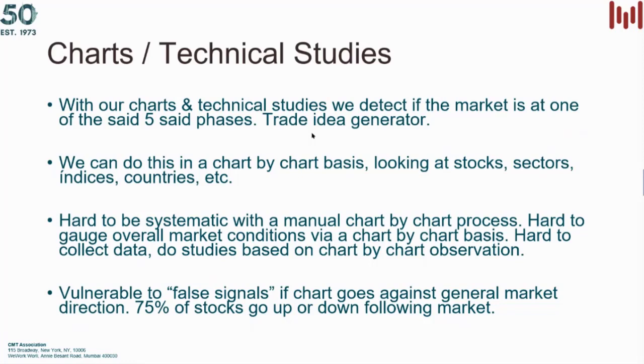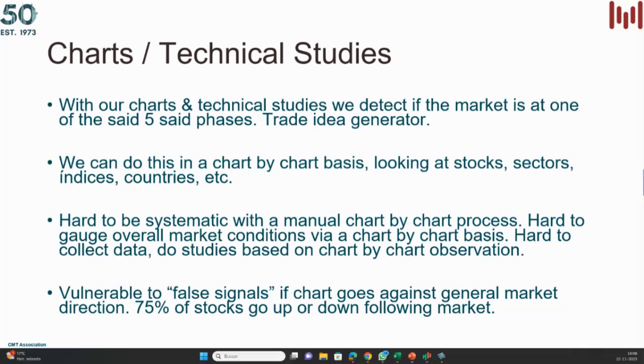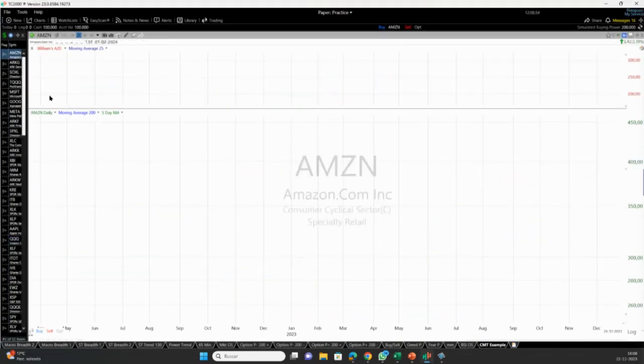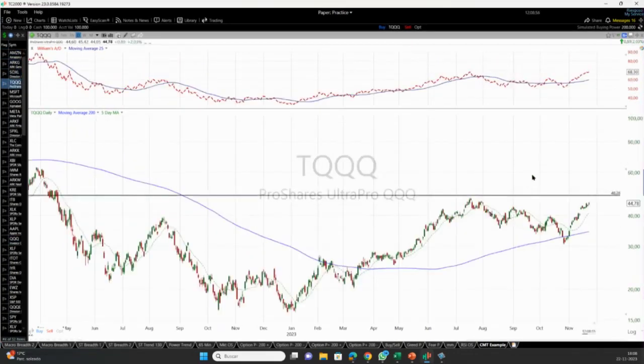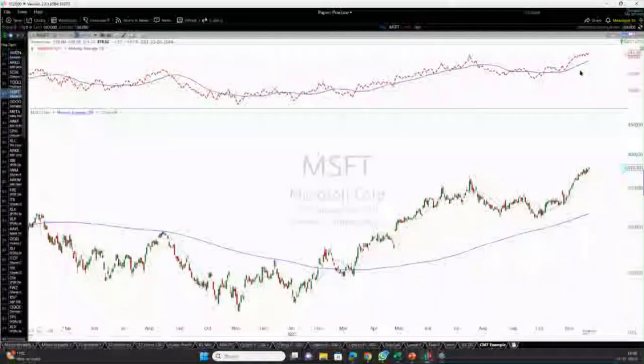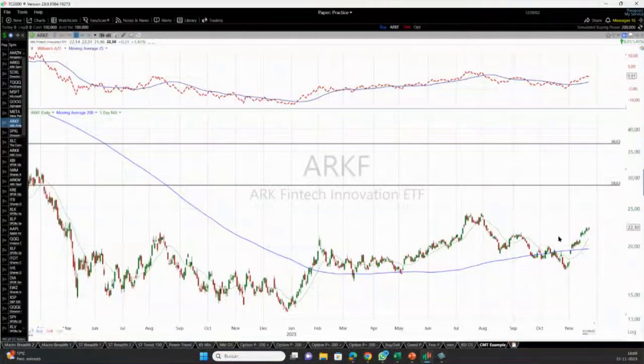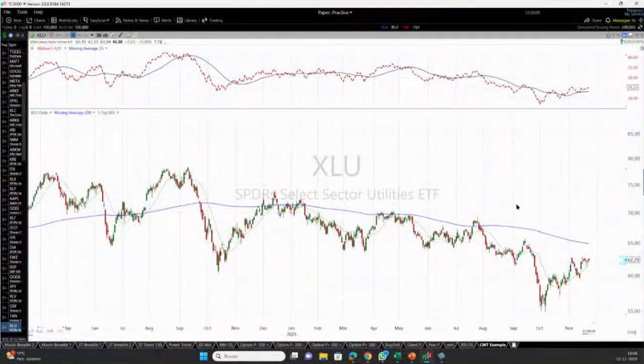And first, usually when you start, and even a lot of traders still do it, they like to gauge the market and generate ideas on a chart-by-chart basis. So looking at a lot of stocks, making watch lists, looking at sectors, indices, countries, etc. Here we have a chart of Amazon, so you can look at a lot of charts and say, okay, this chart is clearly bullish. Okay, this one is getting better. Let's see, this one not so bullish.